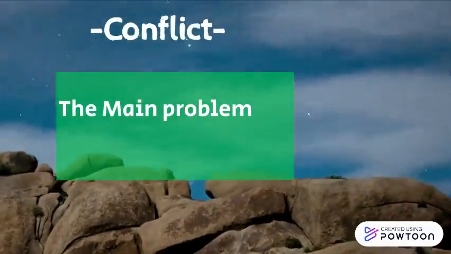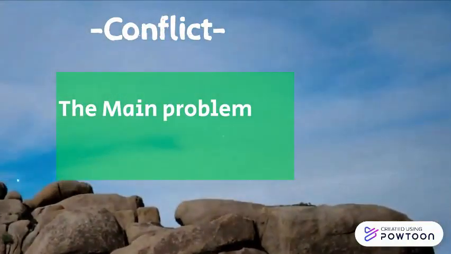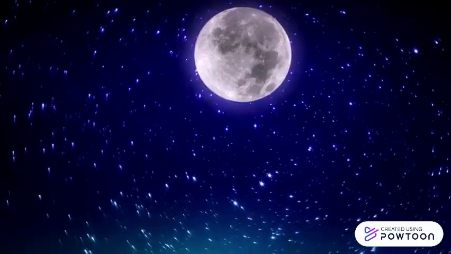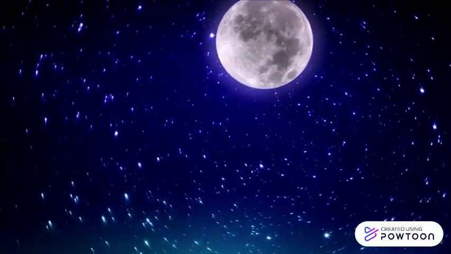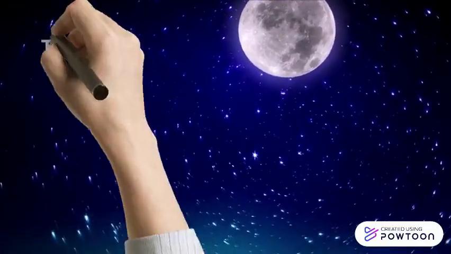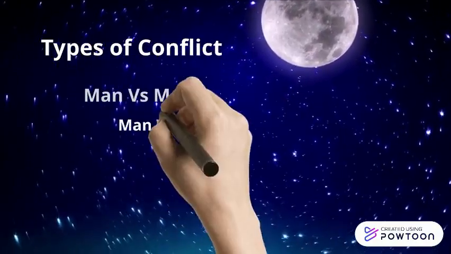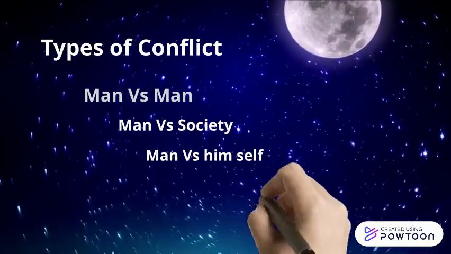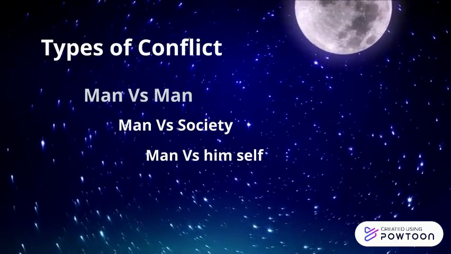It is the main problem the protagonist is trying to solve. It is something troubling or bad happening in the story, and it is usually resolved at the end of the story. But we have to distinguish that we have different kinds of conflict. It could be man versus man, man versus society, or man versus himself, just like the protagonist is fighting against himself to find a solution for his problem.